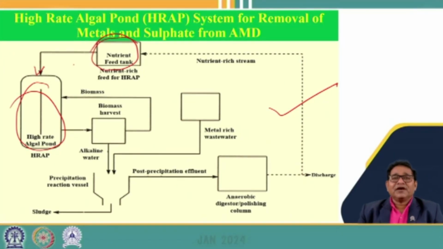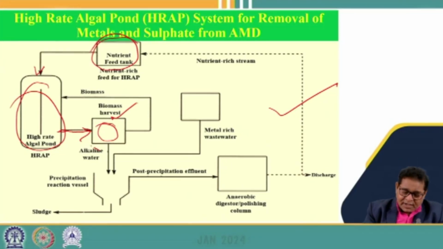So this feed tank basically contains the solution containing nitrogen, phosphorus and other nutrients required for the growth of this algae. And this pond generates a lot of algae. So when algae is produced, this basically generates a lot of alkalinity, and the alkaline water along with this algae is then taken to the biomass harvesting system, where this is basically a kind of filter which removes the biomass or the algae from the rest of the alkaline water, and this alkaline water then is used as a neutralizing agent here in the neutralization process.